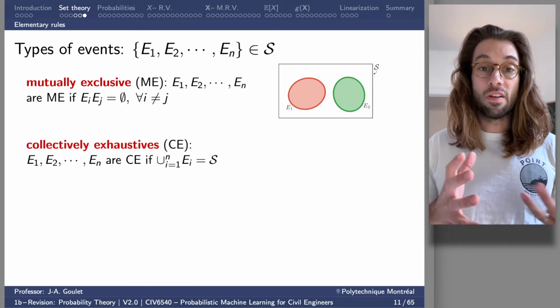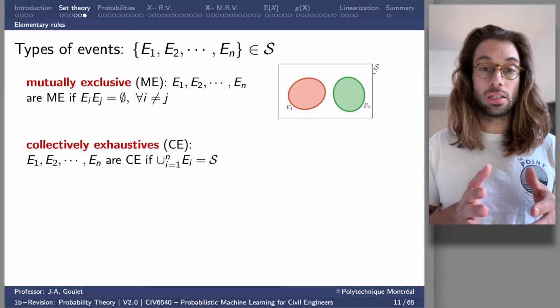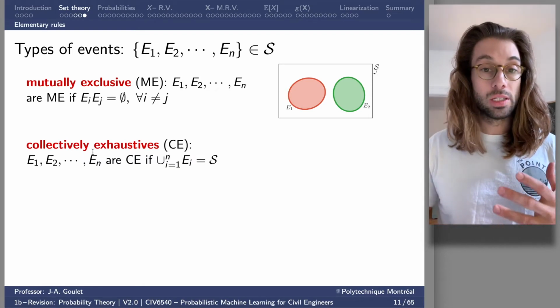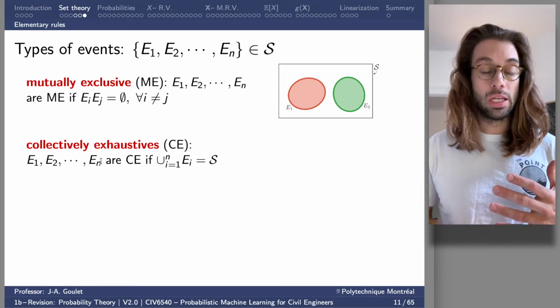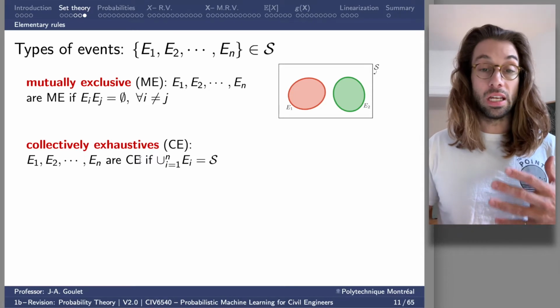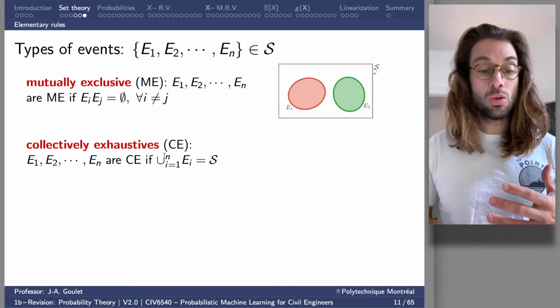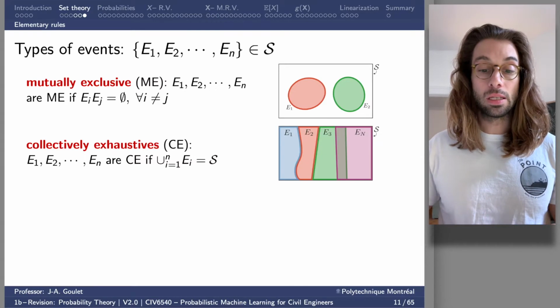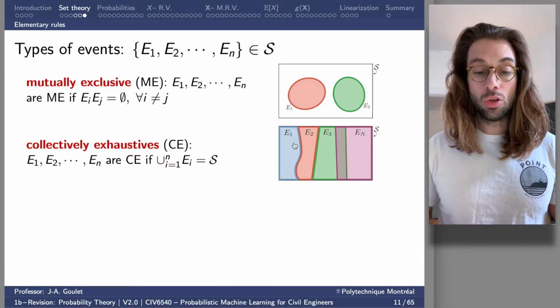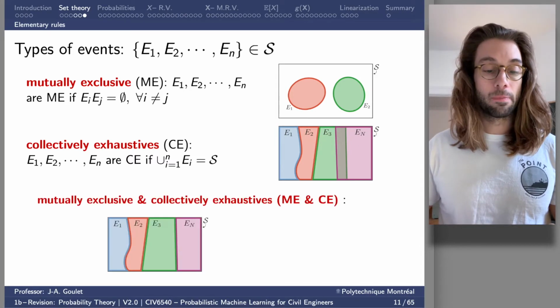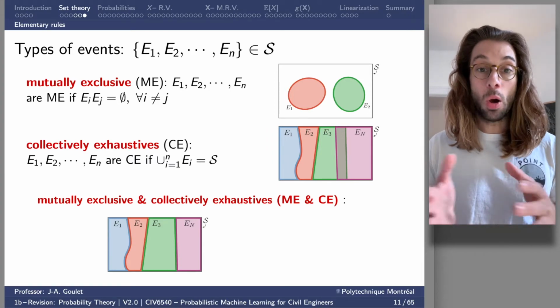We could also have events that are collectively exhaustive. So we're going to say that our set of events from E1 to En are collectively exhaustive if the union of my set of n events is equal to my sampling space. Meaning that if I do the union of E1, E2, E3, up to En, it's going to lead to my sampling space. And then finally, we can have both together.